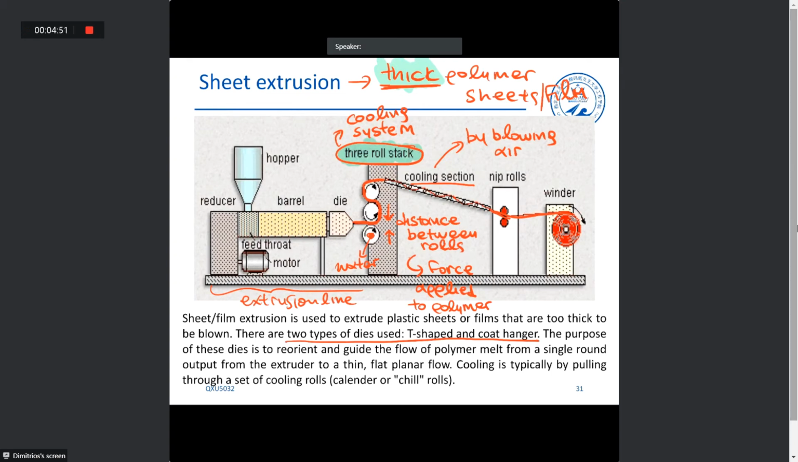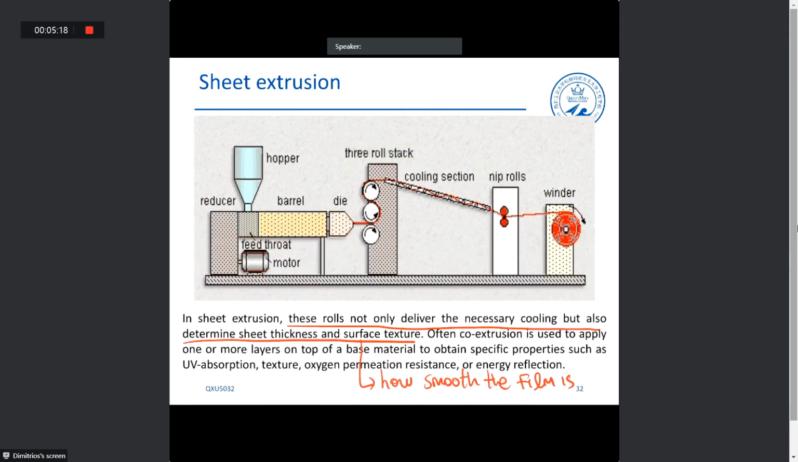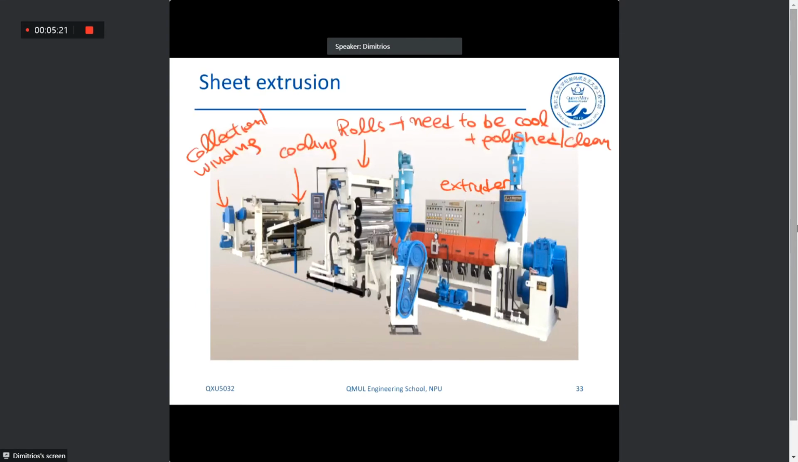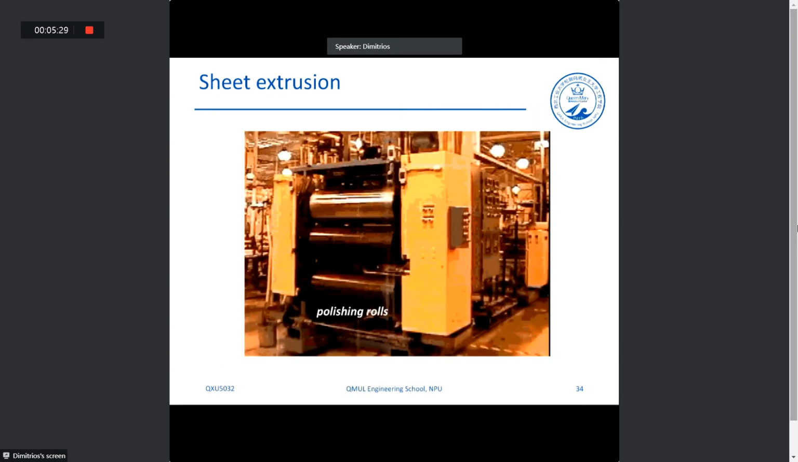So it's only for thick polymer sheets. We cannot make thin polymer sheets through sheet extrusion, because if we apply a lot of force between these rolls, we can end up breaking the polymer melt, breaking the polymer film, and we won't end up having a continuous polymer film the way we want it, okay? So that is why by sheet extrusion, we create thick polymer sheets. This is a sheet extrusion line, as it's called in the industry, and this is how it looks, essentially.